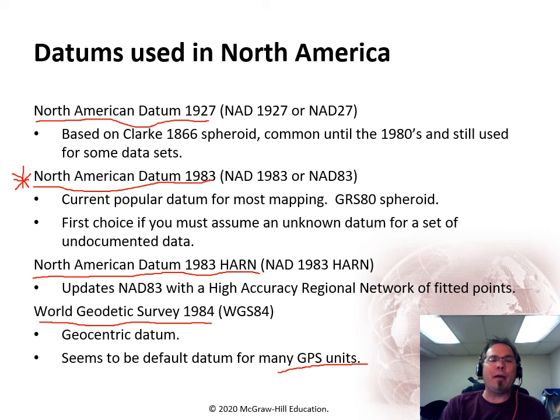But NAD83 by far is the most popular. And when choosing data that's coming in raw, so to speak, NAD83 is always a good starting point.